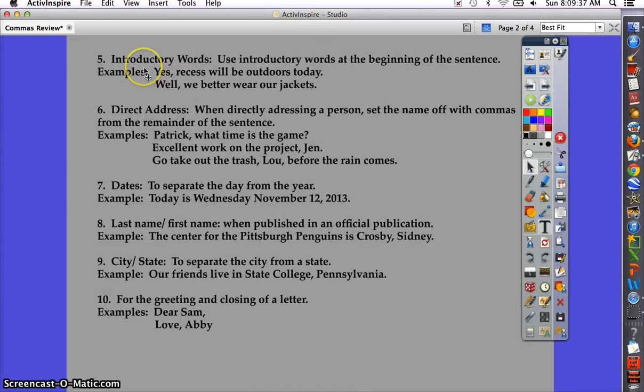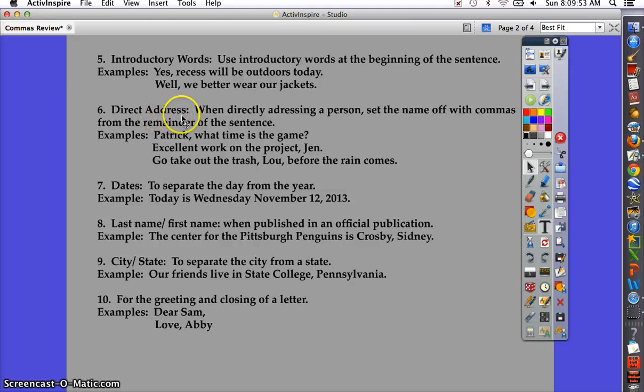Rule 5, introductory words. Use commas after introductory words at the beginning of the sentence. Examples would be like, "Yes, recess will be outdoors today," or "Well, we better wear our jackets." So again, commas after those introductory words at the beginning of a sentence.